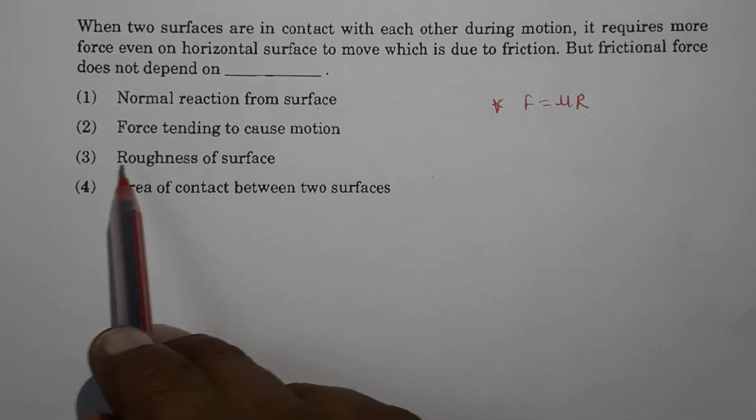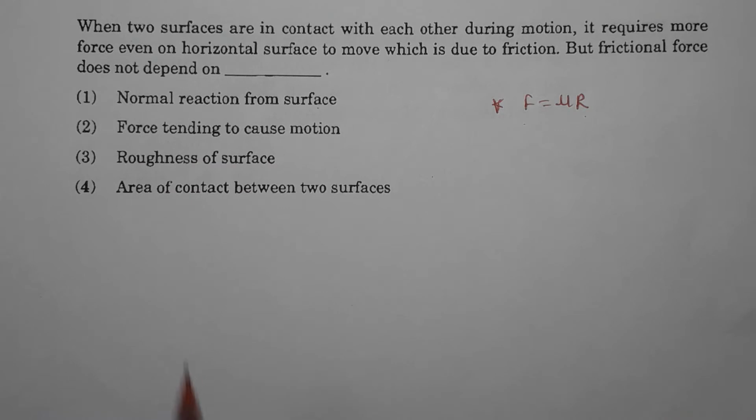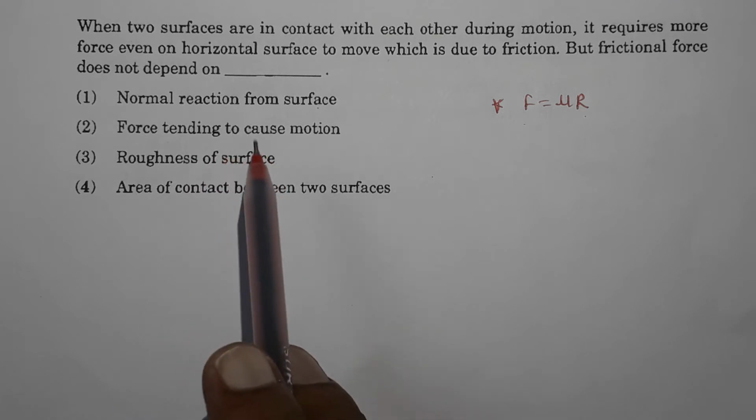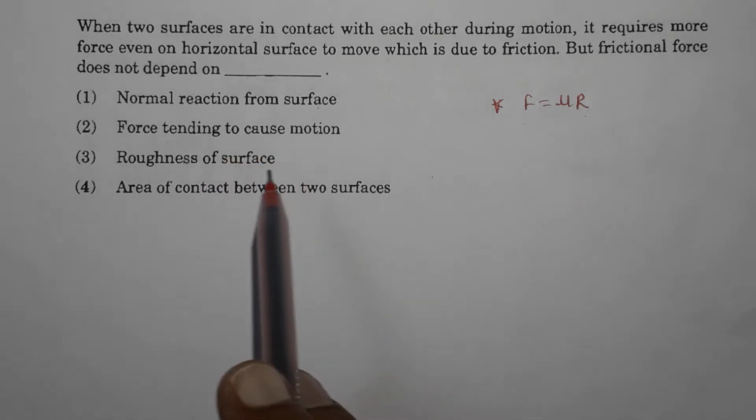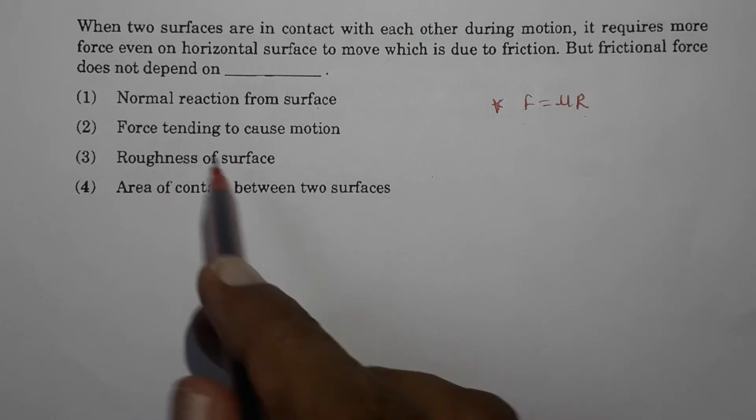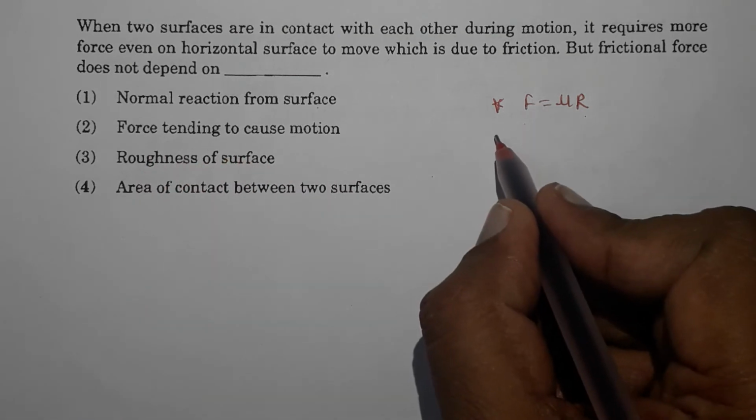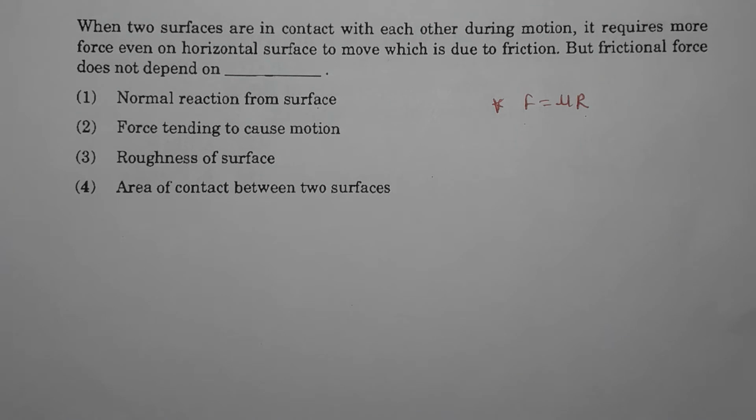Now second option is given, force tending to cause motion. Now we know the important property of frictional force. Frictional force increases with the applied force. So if you increase the applied force, friction force also increases. However, it cannot increase itself beyond a certain value, which is called as maximum value of frictional force. But frictional force is directly proportional to the applied force till the maximum value of frictional force is reached, and that is why the frictional force do depend on the force tending to cause motion.